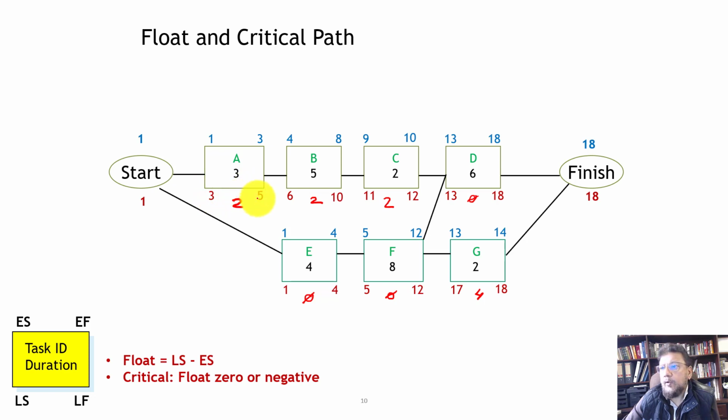Okay, but if you look at some other activity like here, this is E, it has an early start of 1 and it also has a late start of 1. That means this activity does not have any float, it has 0 float. If there's a delay in this activity, it will delay the project. And that's why anything that has a 0 float is considered to be on the critical path.